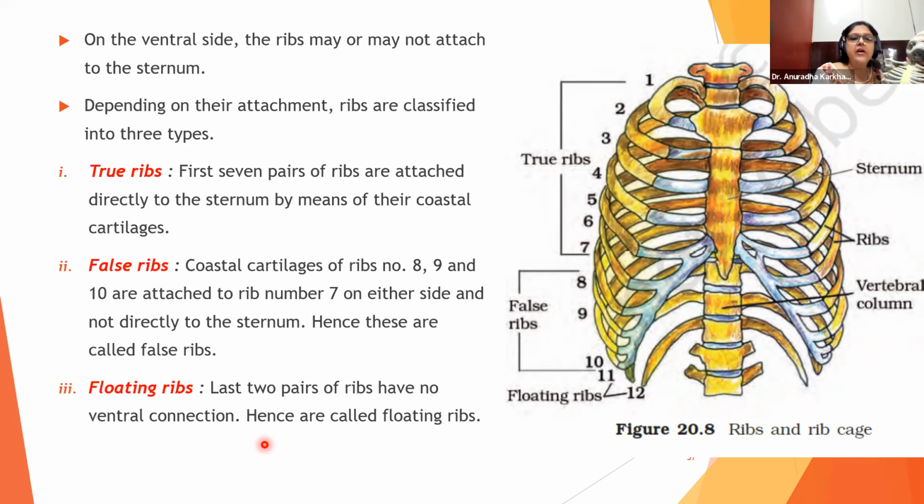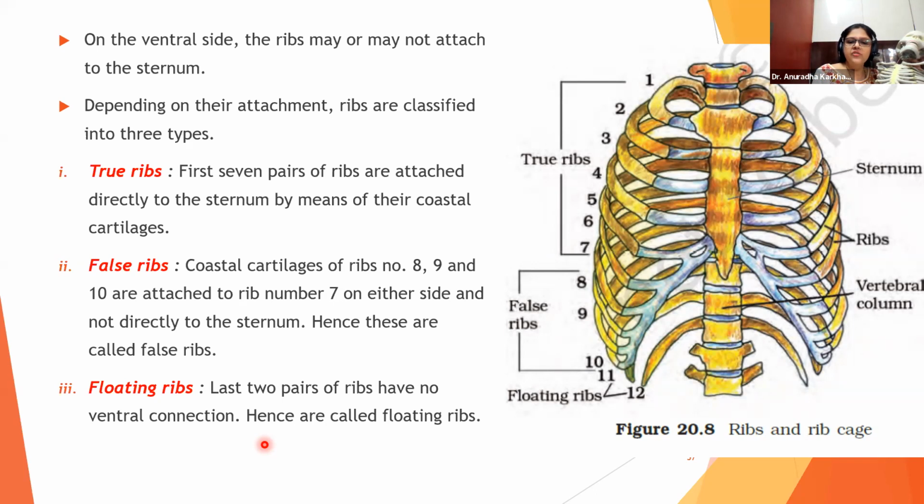This you know already. First 7 pairs of ribs are attached directly to the sternum by means of their costal cartilages. False ribs: costal cartilages of rib number 8, 9, and 10 are attached to rib number 7. You can see here actually. This is the 7th, and 8, 9, 10th are all attached to rib number 7. See, they are attached with it, like branches. Hence, these are called as false ribs.